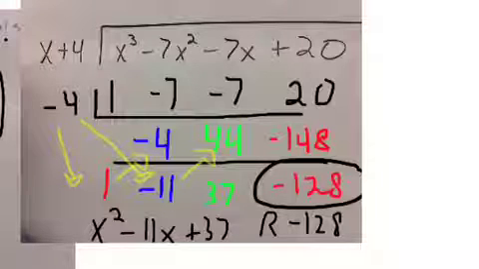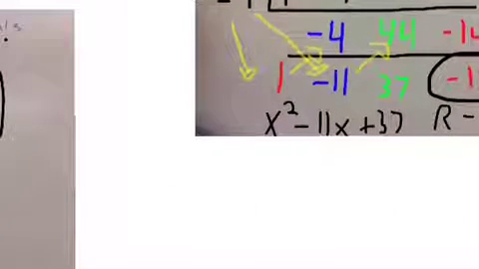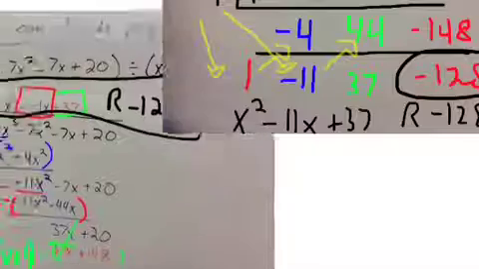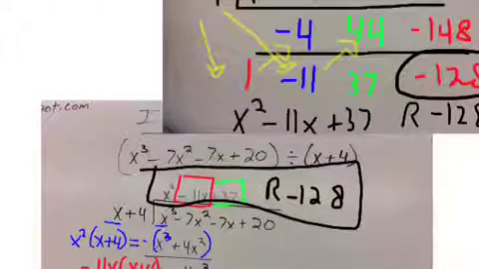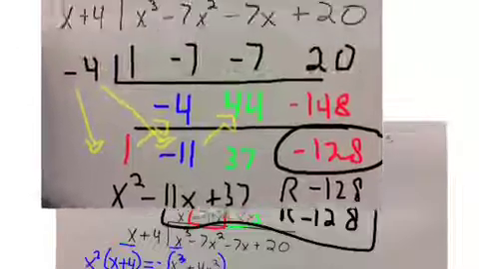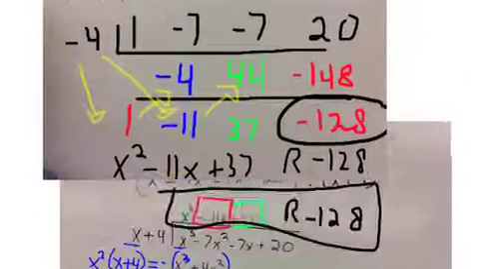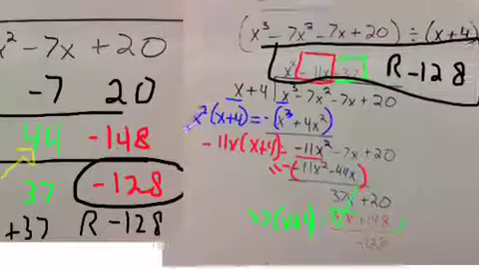So let's now compare the two, right? So there's that one. We had x squared plus, minus 11x plus 37, remainder negative 128. And then check it out. We have x squared minus 11x plus 37, remainder negative 28. So this one right here is called synthetic division. This one, that you guys are probably hating right now, is straight up dividing polynomials.